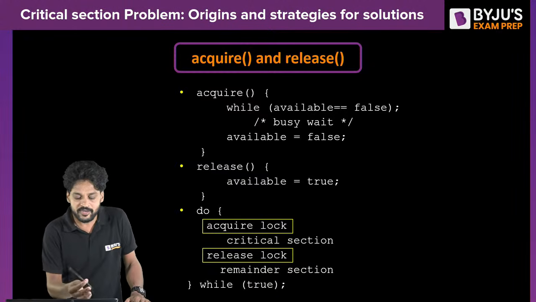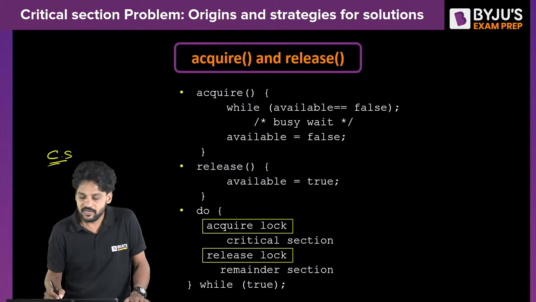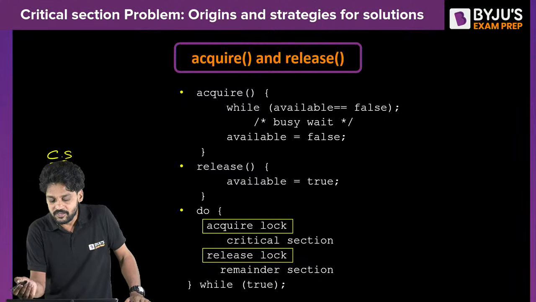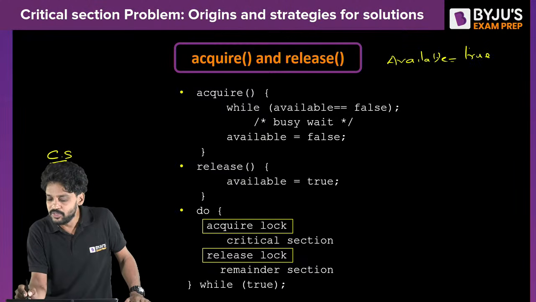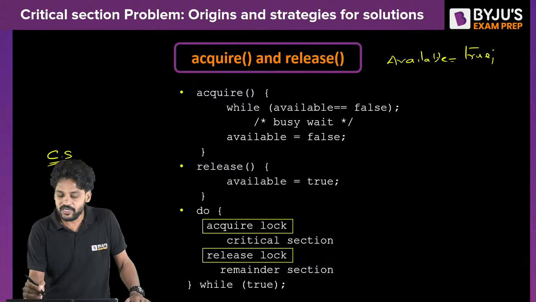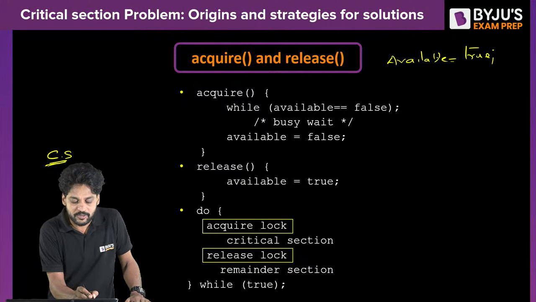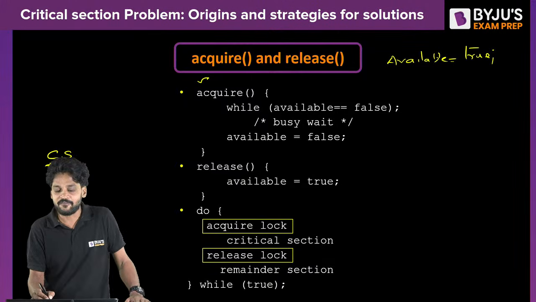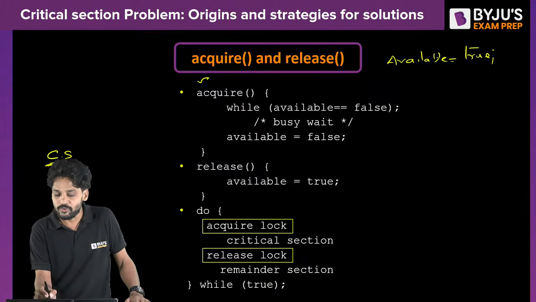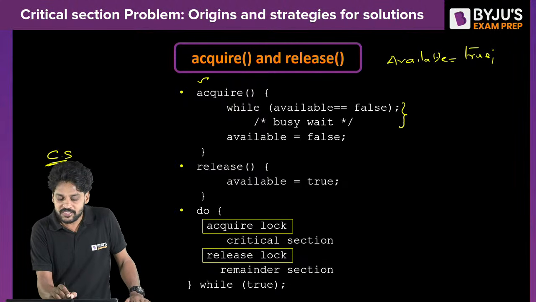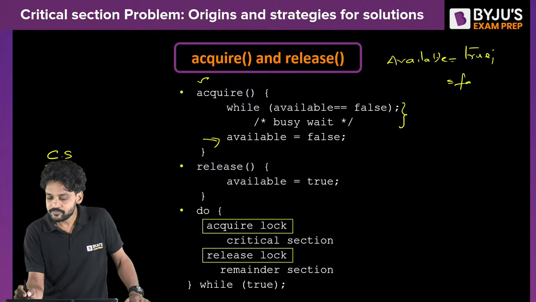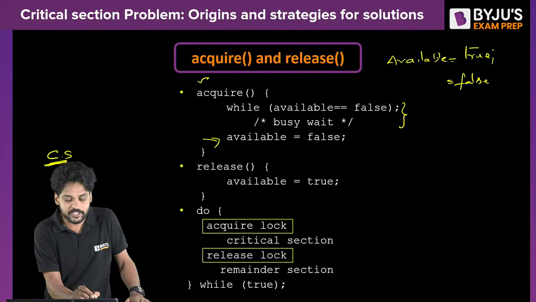Again, I need to enter into the critical section, before which I need to check the availability of the lock. Once again, available equal to true means that the lock is available. So let us see the first process which wants to enter into the critical section. While it is executing the acquire function, it finds that available is equal to true. Immediately, the condition of the while loop will fail. So coming out of the while loop, it will set available to false and will be able to enter into the critical section.